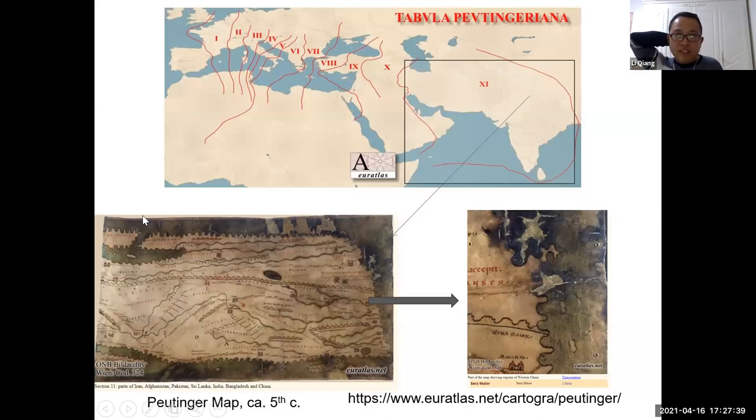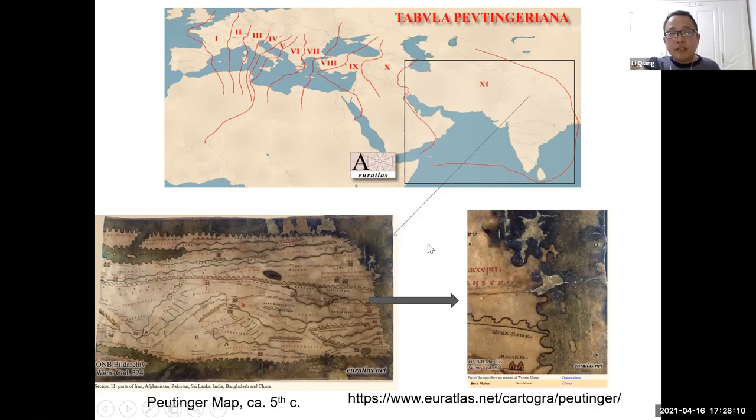Okay, here's a map. I think most Byzantine scholars know this Peutinger map. It is dated to the late 4th century or early 5th century. In this map, you can see that in the far east it also mentions Sera. Can you see it clearly? Sera, this part in the extreme east, almost here, was also identified as China.